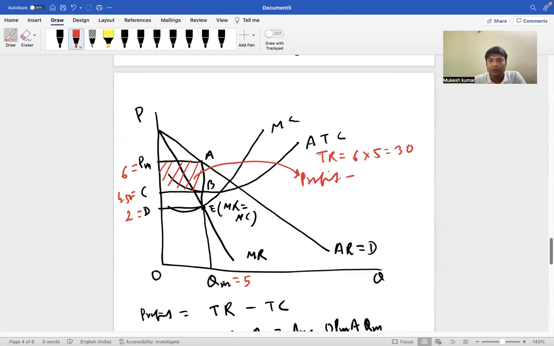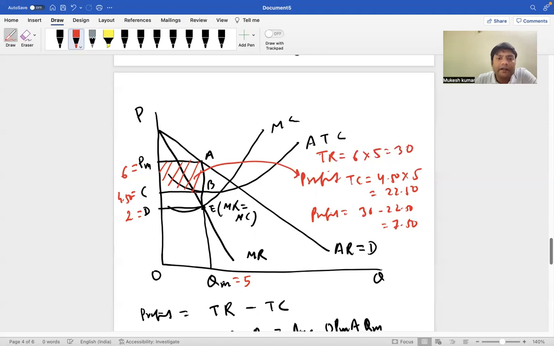Total revenue is 30. And what about the total cost? Average cost into quantity. So 4.50 is average cost into output 5. So 22.50 is the total cost. So profit, we can say, is 30 minus 22.50, that will be 7.50.